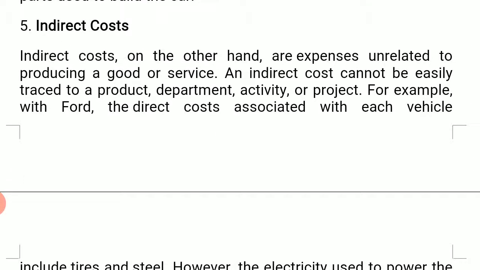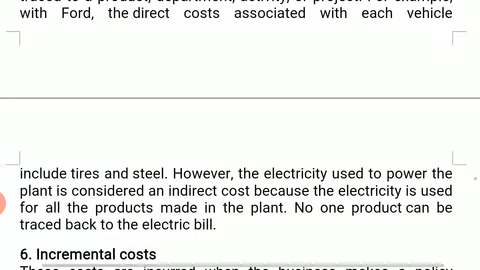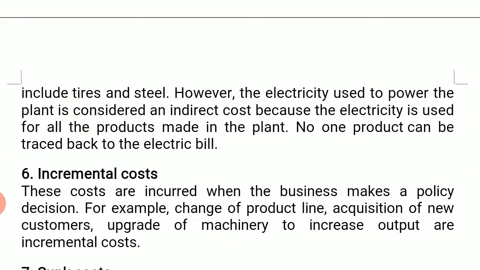Next one is what is indirect cost. Indirect costs, on the other hand, are expenses unrelated to producing a good or service. An indirect cost cannot be easily traced to a product, department, activity, or project. For example, with a Ford, the direct costs associated with each vehicle include tires and steel.